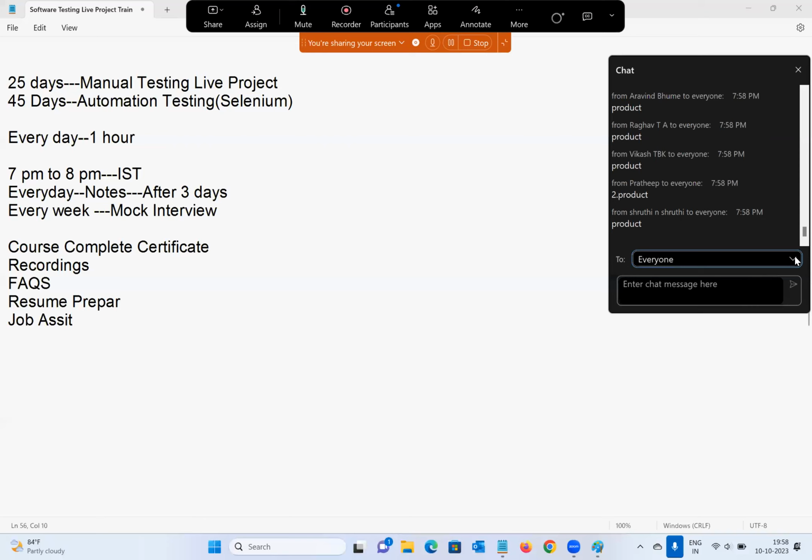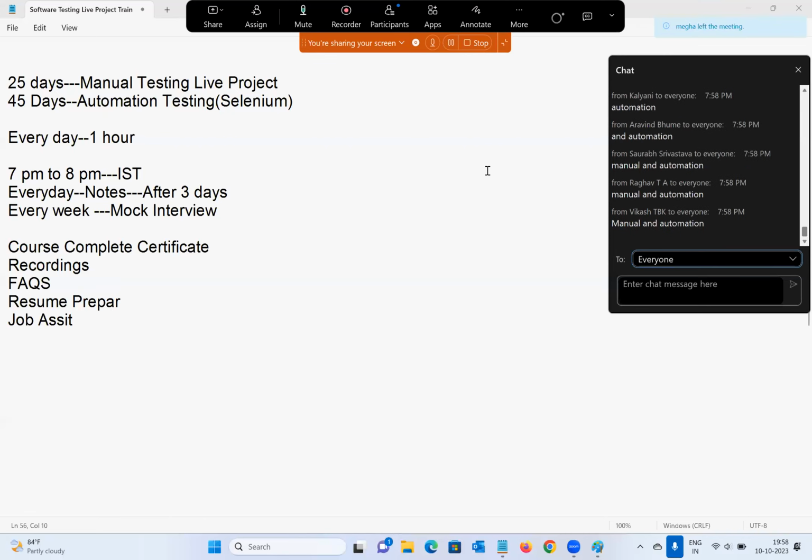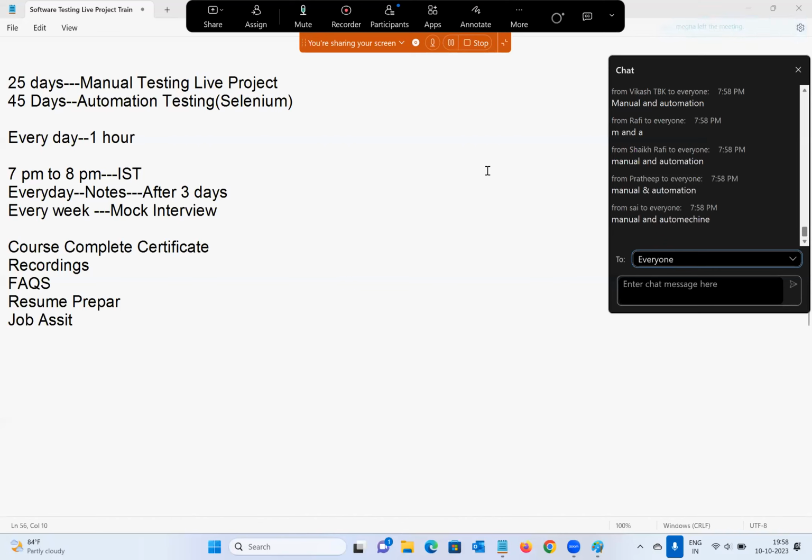Next. Software testing has two ways. What are the names of the two ways? Manual testing and automation testing. Good. Very good, guys.